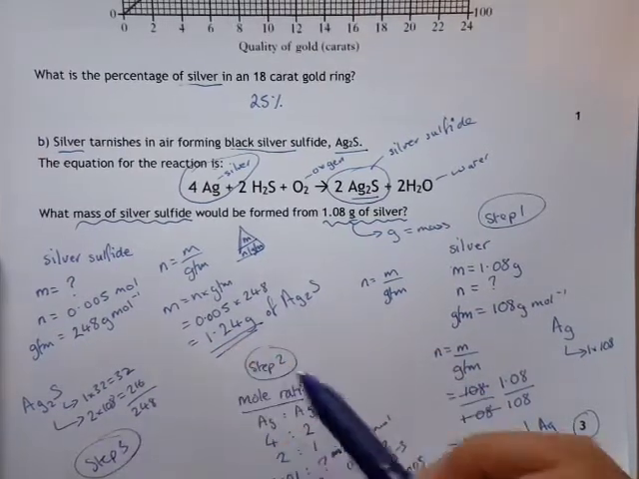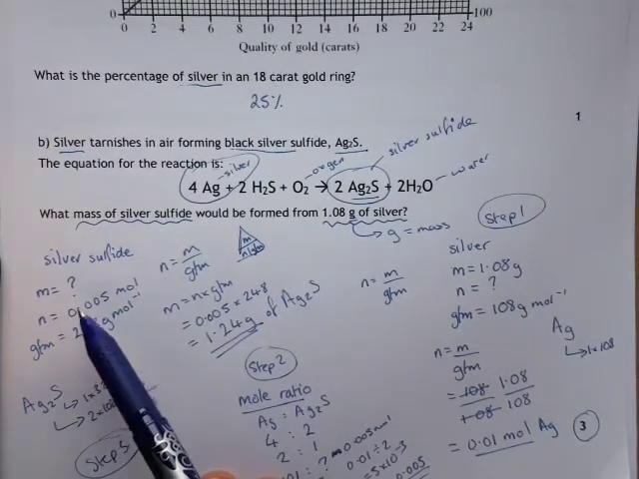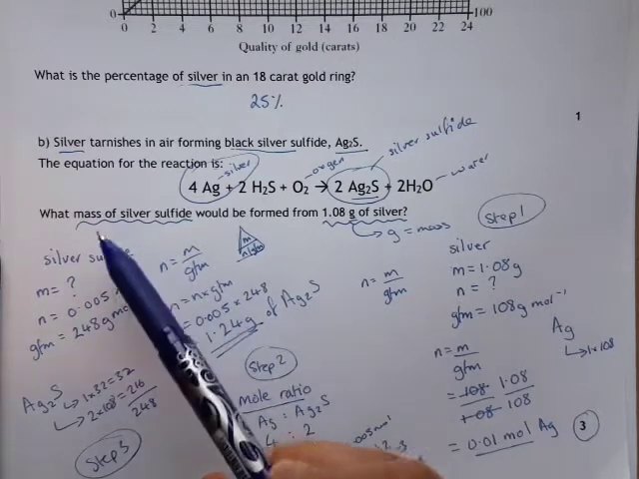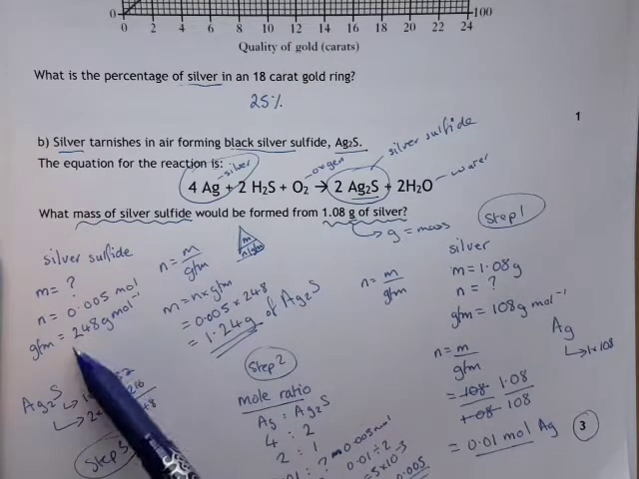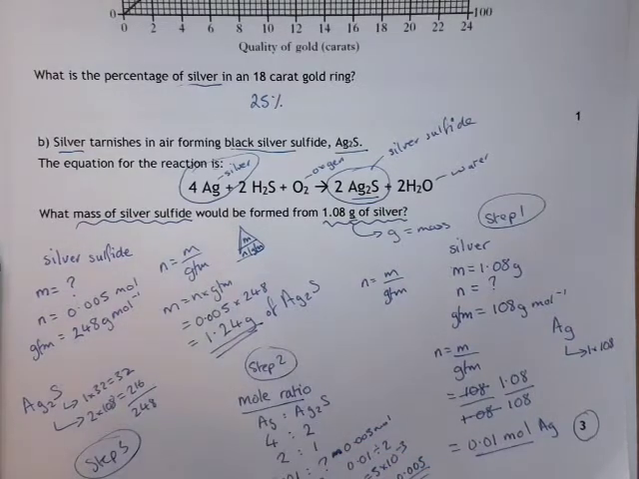So that was my final step. My final step was to, once I've used the mole ratio, use the number of moles to calculate back into whatever it's asked me in the question. So I'm using the number of moles and the GFM here to calculate the mass of silver sulfide, and that's what it asked me in the question originally.